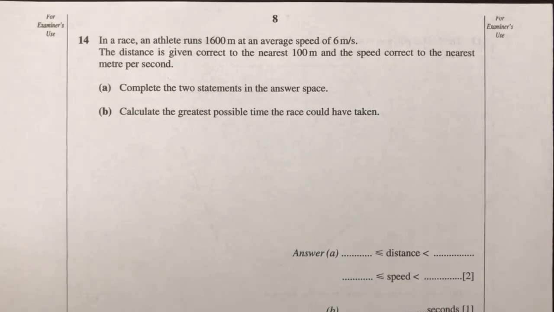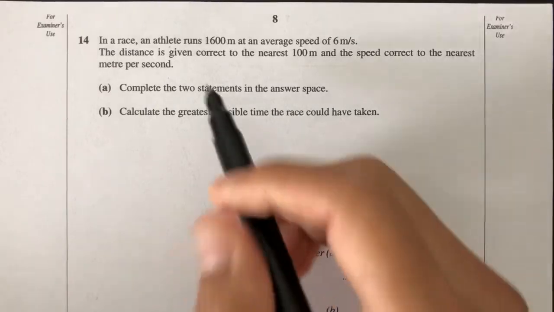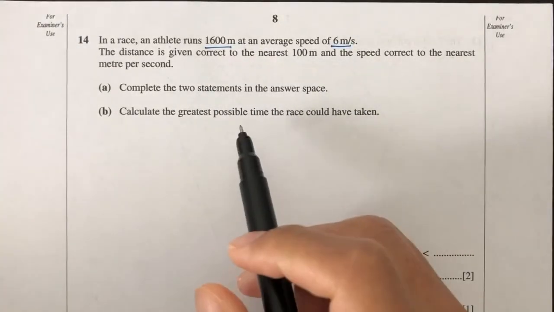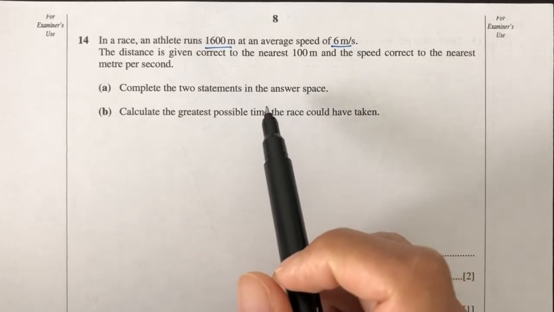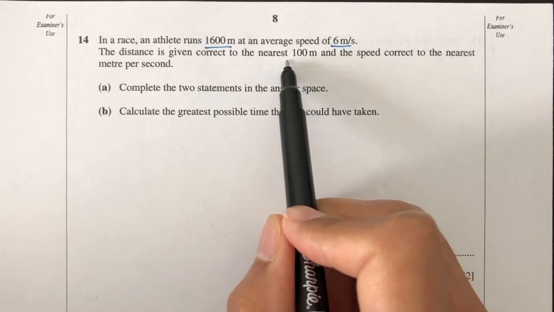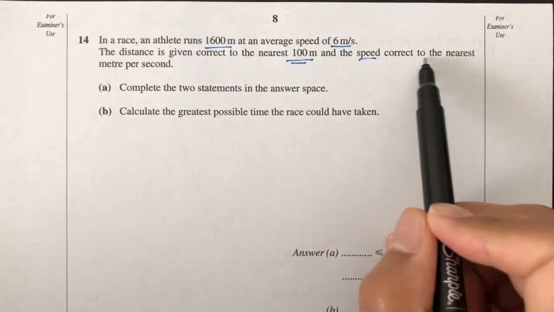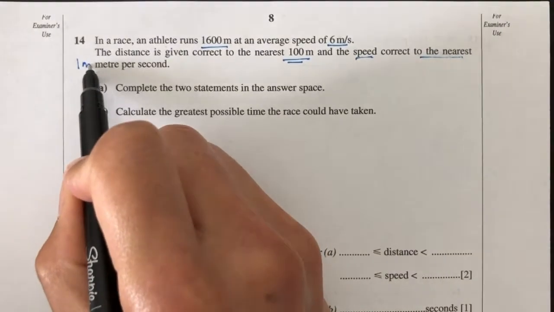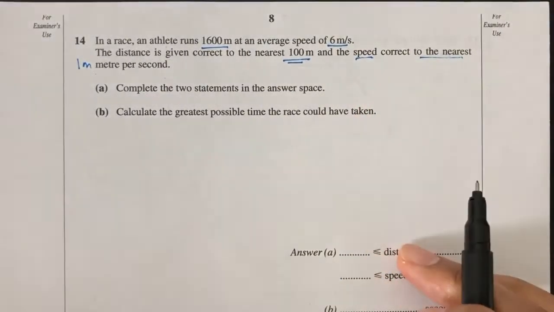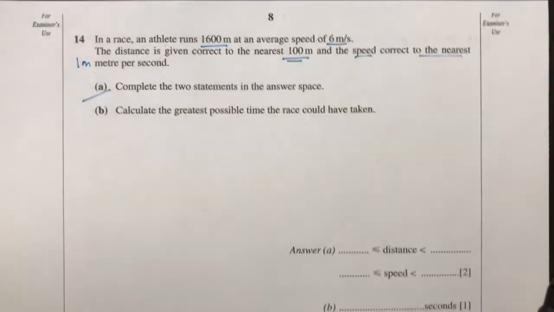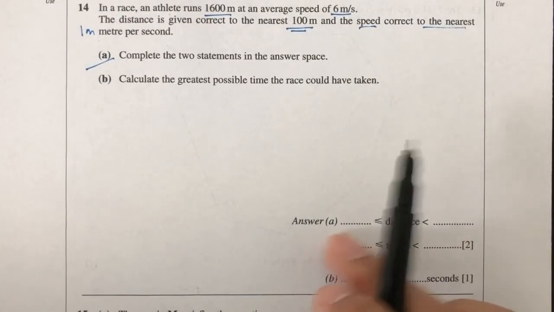Let's move on to question number 14. In a race, an athlete runs 1600 meters at an average speed of 6 meters per second. That's the speed of the athlete. Now the distance is given correct to the nearest 100 meters, and the speed is correct to the nearest 1 meter per second. That's the speed approximation. Now part 1, complete the two statements in the space. So we have to find the lower bound and upper bound of each of them.